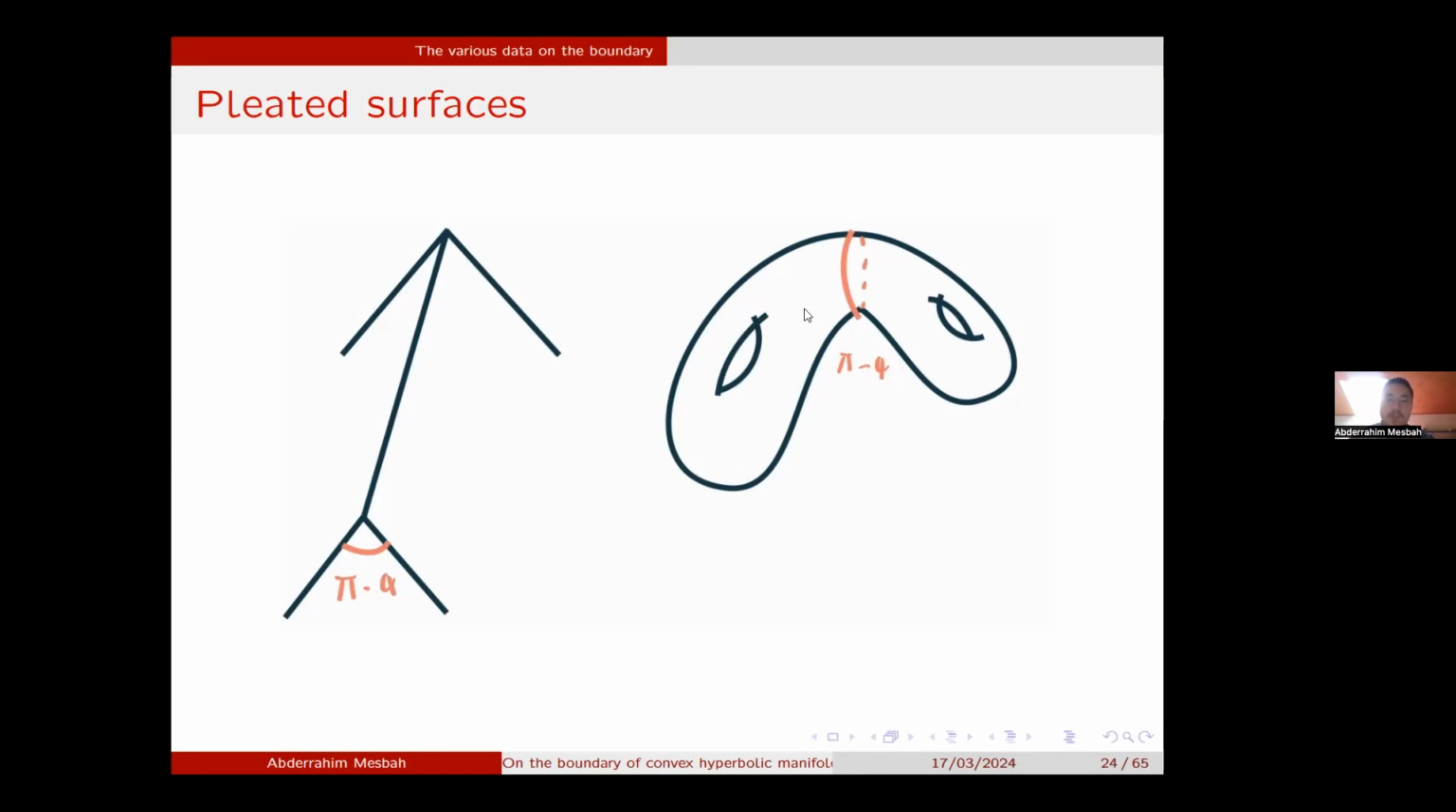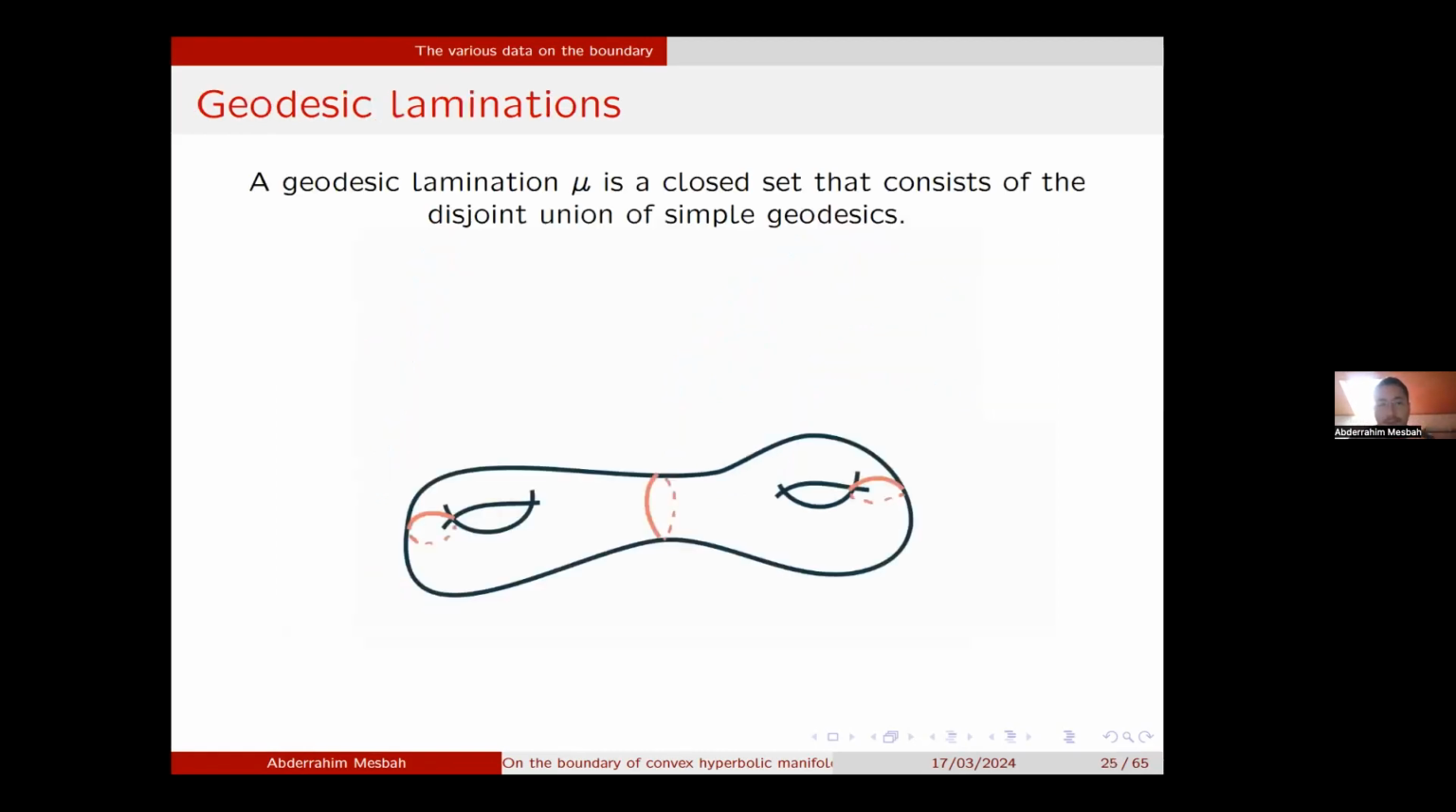As you can see here in the picture, this surface is bent along this closed geodesic. Or you can think of it as one plane, and you take one line on this plane and bend your plane along this line, as in this figure on the left. So all of these are pleated surfaces. A pleated surface is a surface which is pleated along a disjoint set of simple geodesics. To formalize this, we will need to define the notion of geodesic lamination.